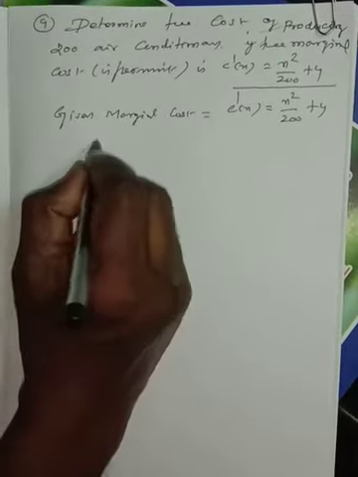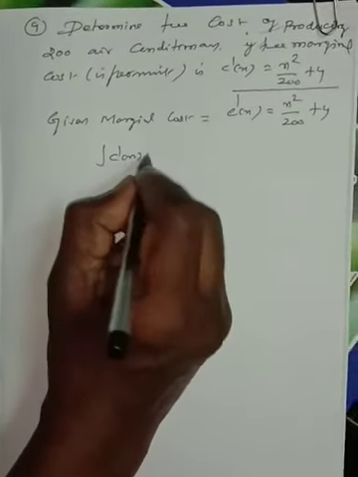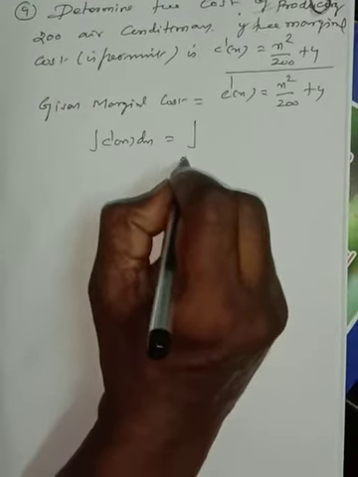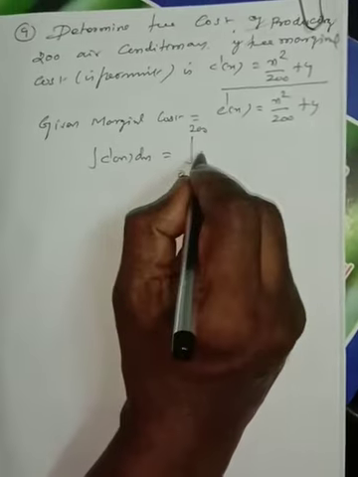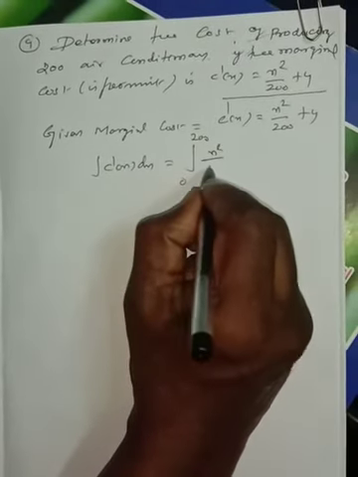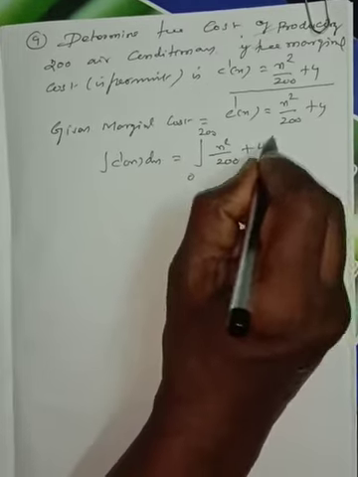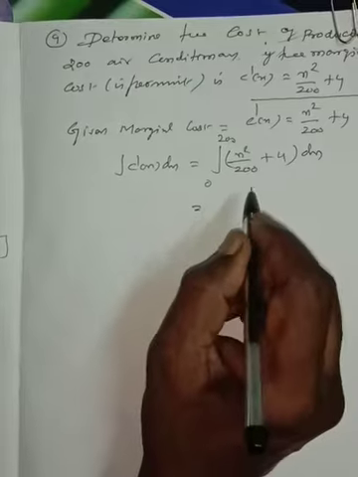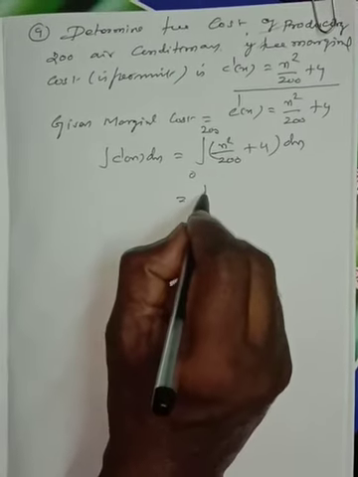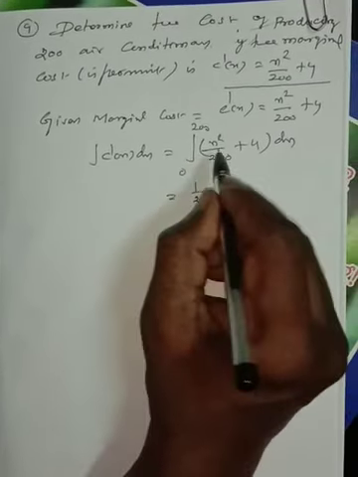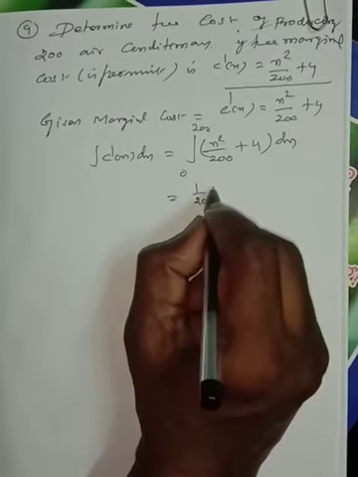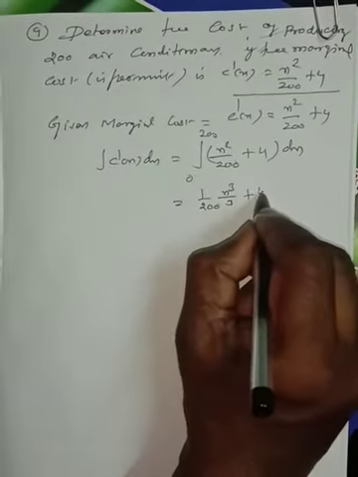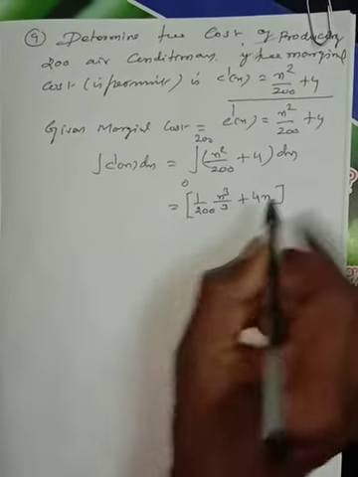Taking integral on both sides, we have integral c dash of x dx is equal to integral 0 to 200 of x square divided by 200 plus 4 into dx, is equal to, 1 by 200 is constant, x square dx. Integrating, we have x power 3 divided by 3 plus 4x taken over the limit 0 to 200.